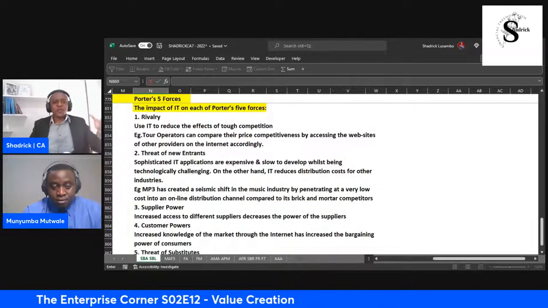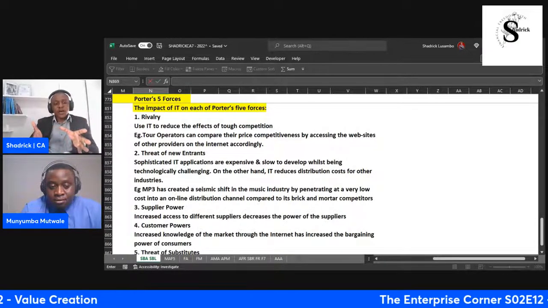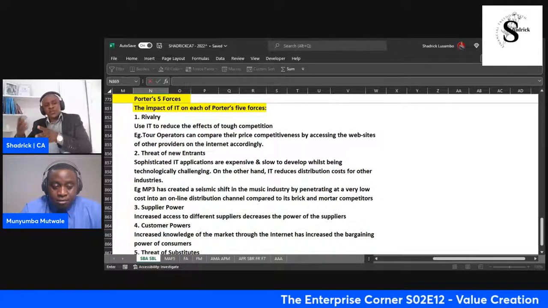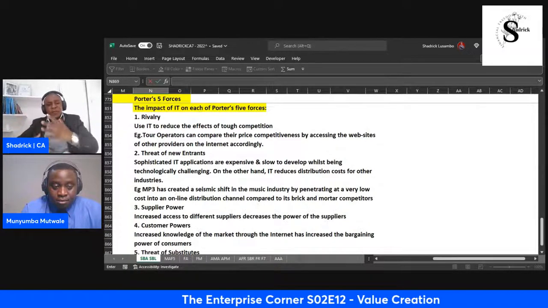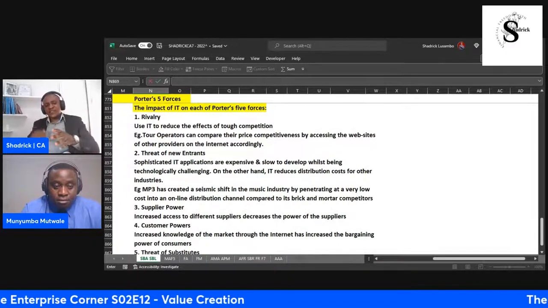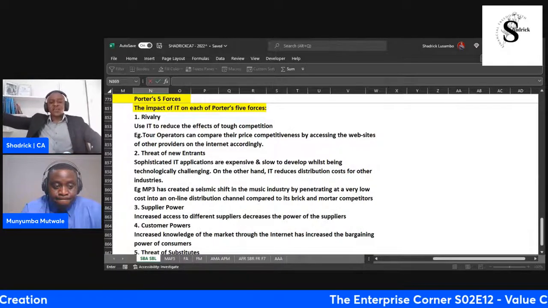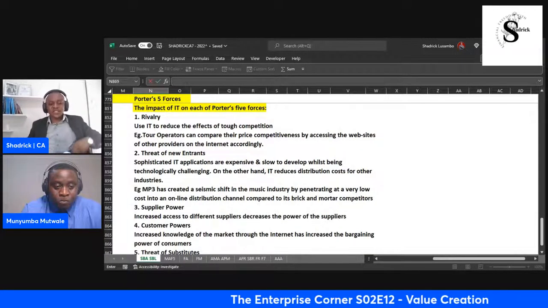Tour operators can compare their price competitiveness by accessing the websites of other providers on the internet, to see our prices and how competitive they are in comparison to other people. What IT does is save you the time to carry out a survey and stuff like that. Just go to the website and check how much our friends are selling at. So you can see the competition.